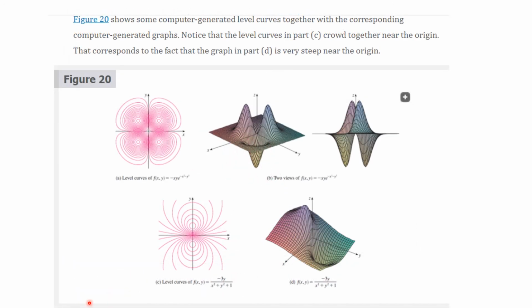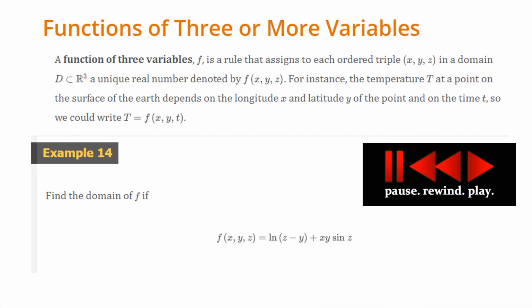Now, a lot of times we end up talking about computer-generated curves, and you can also generate level curves here. So here's the level curve for this function, and you see I rotate it, and when I rotate it, I get a different viewpoint. So I see something that's hidden here. And here is the level curve again for this one. And notice that in part C, they crowd together near the origin, and that corresponds to the fact that the graph is very steep near the origin. Now these are very complicated, and we'll talk about a graphical tool that I recommend that's free that you can use.